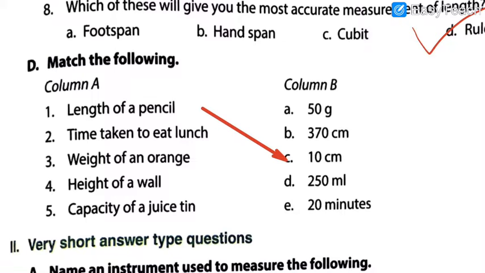Time taken to eat lunch. Can you say time taken can be measured in the gram? No. Time taken can be measured either in the seconds or in the minutes or in the hours. Can you see any seconds written here? No. Can you say any measurement in the minutes? Yes. Only one option is given with the minutes. No other options are related to the time. So time taken to eat the lunch should be 20 minutes.